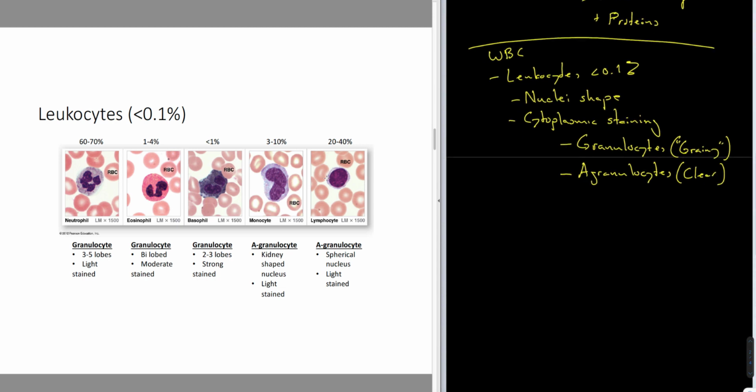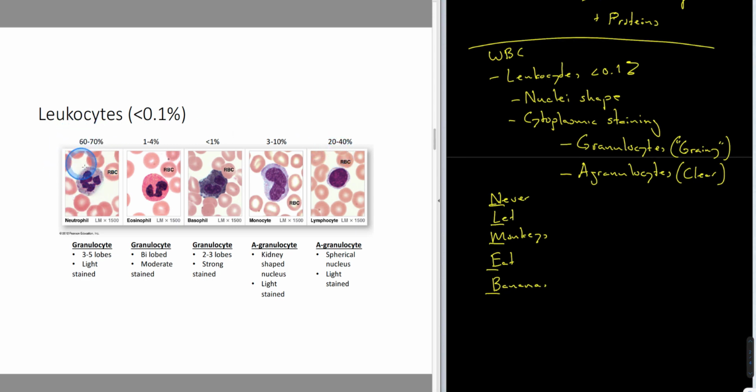Okay. So the mnemonic is: never let monkeys eat bananas. So never, neutrophil, let L, lymphocyte, M, monkeys, monocyte, E for eosinophil, and B for basophil. And these are roughly the numbers they have. So in general, of the 0.1%, about 60% of them are neutrophils. About 30% are lymphocytes. Okay.